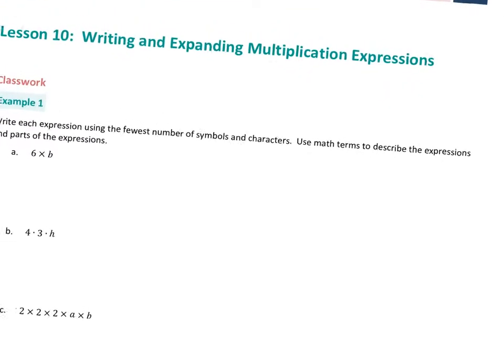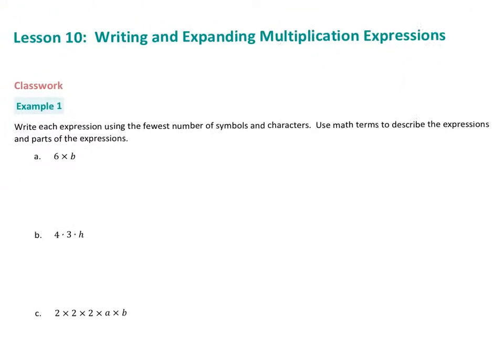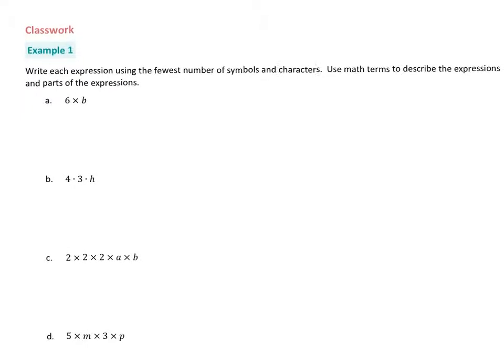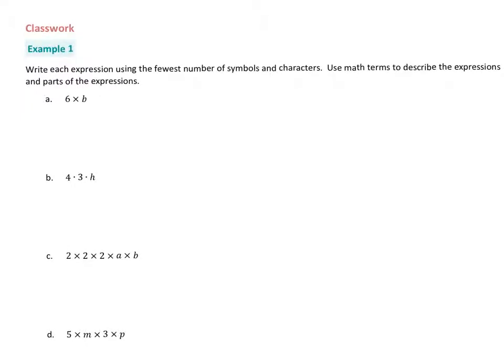So this first problem, diagonal. In this first problem, it wants us to write each expression using the fewest number of symbols and characters, and use math terms to describe them and the parts. So this first one, we have 6 times b, and hopefully we all know how to do this already. We don't need the multiplication symbol there. That's the same thing as 6b.